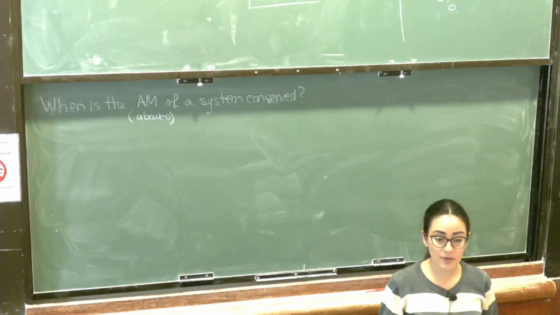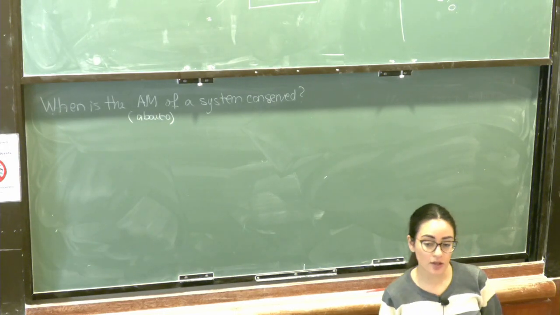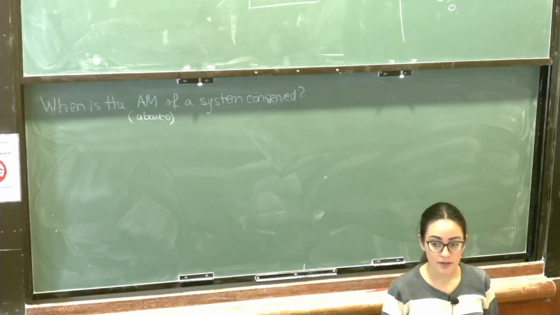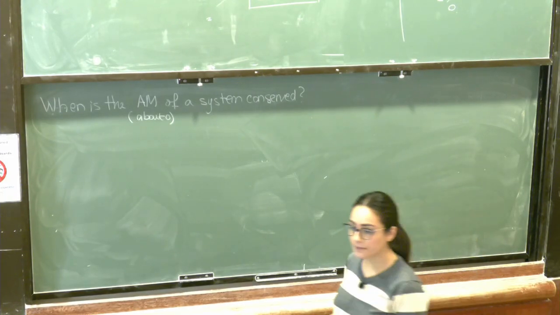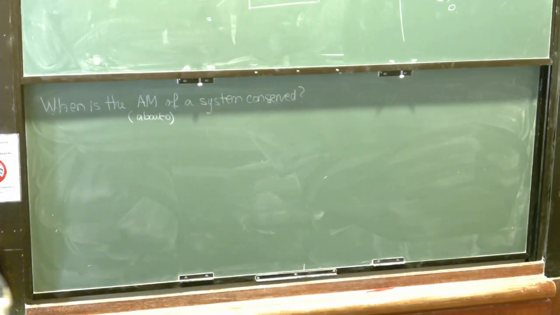Raise your hand if you agree with this. If H dot O is 0, then angular momentum HO is conserved. Do we agree with this? Take a minute, chat with your neighbor, think about it. When is the angular momentum of a system conserved?